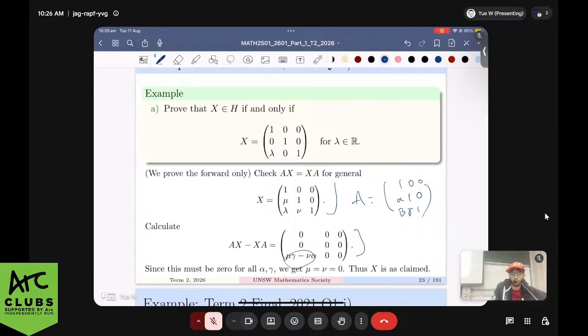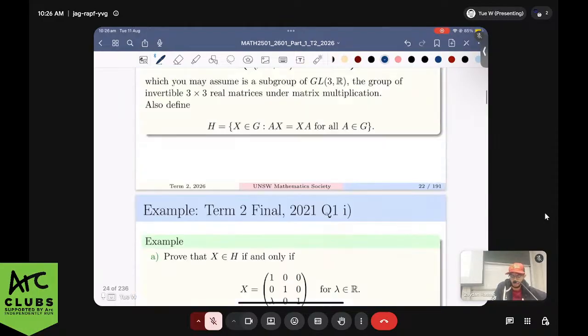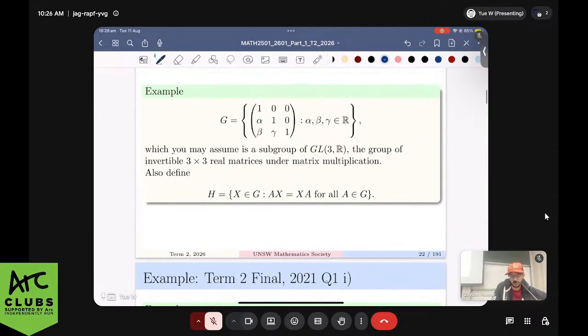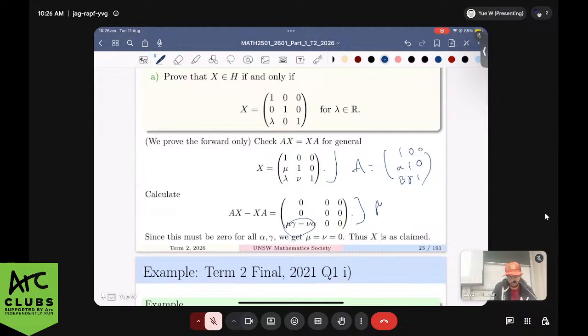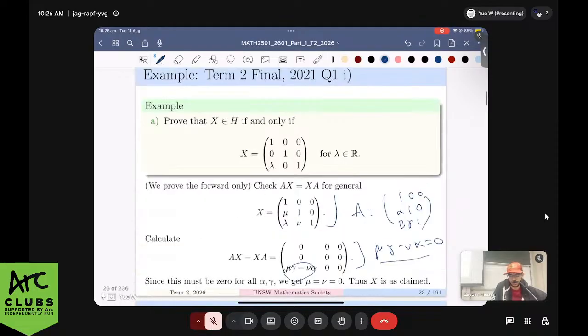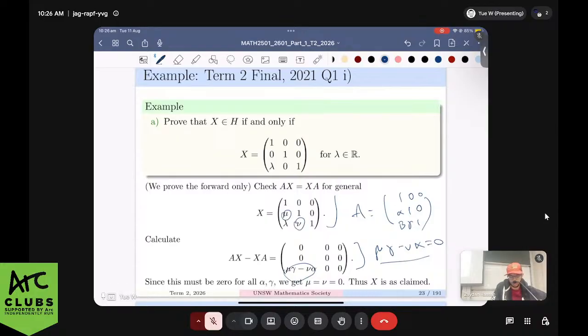And this is 0 for all A. So remember the condition. This is not just for N, this is for all arbitrary A. So we actually have freedom to choose the entries of A here. We have mu, we have this. And this is true for all A, which means it's true for all alpha, for all gamma, because that's how we define A. If you want to show that X is of this form, you technically just need to show these ones are 0, right? So we just need to show mu and nu are 0.